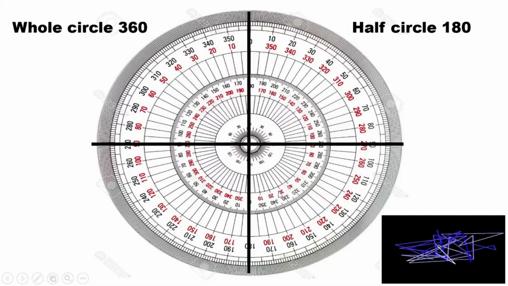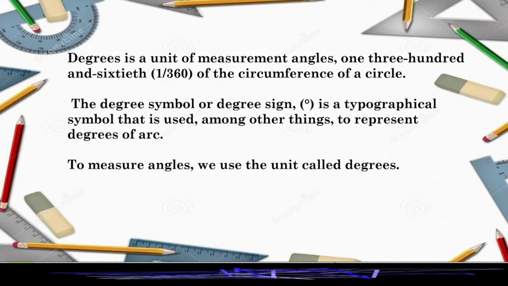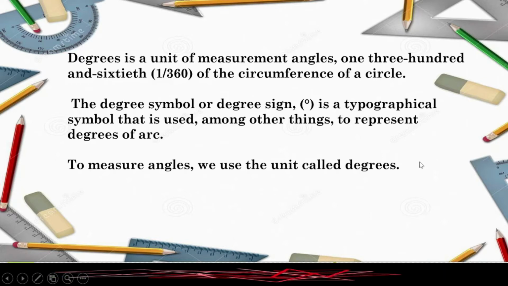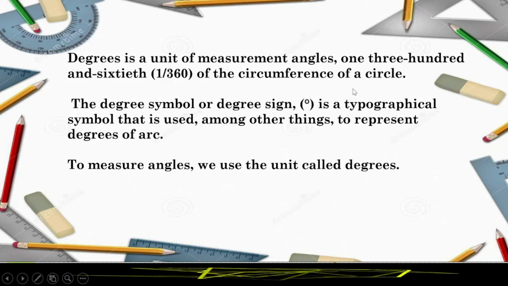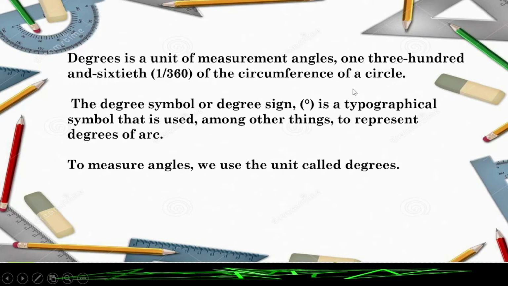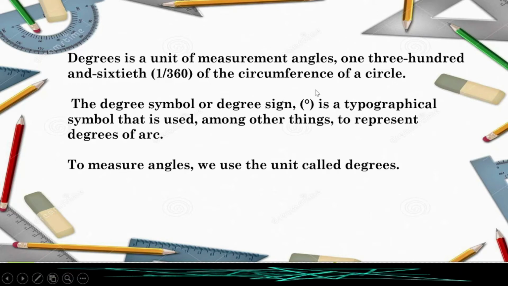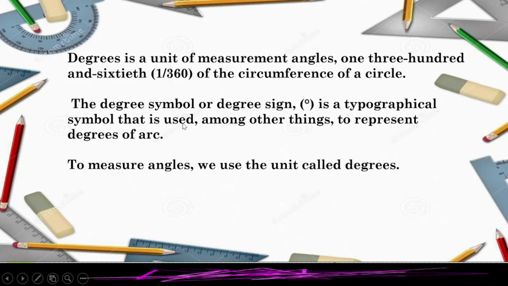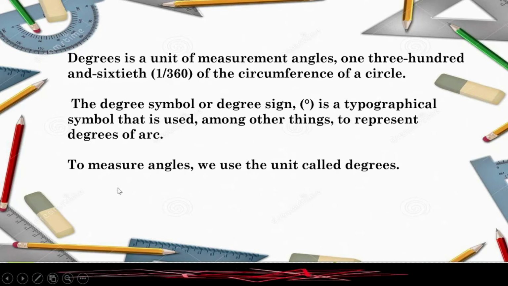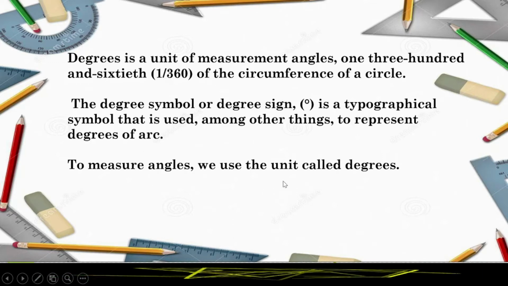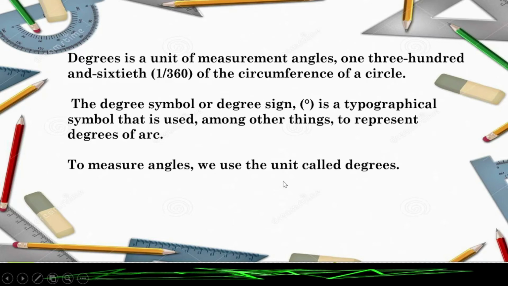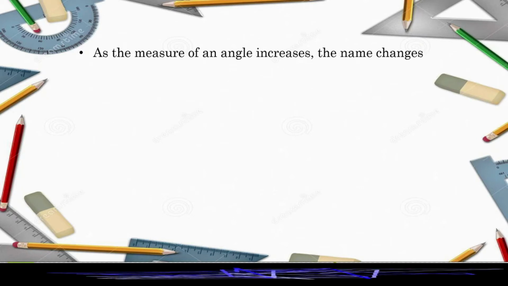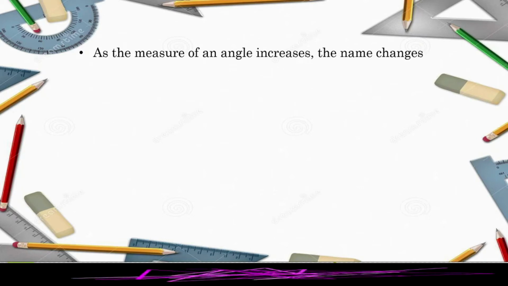Degree is a unit of measurement for angles, 1/360th of the circumference of a circle. The degree symbol or degree sign is like this. It is a typographical symbol that is used, among other things, to represent degrees of arc. To measure angles, we use the unit called degrees. As the measure of an angle increases, the name changes. Correct.